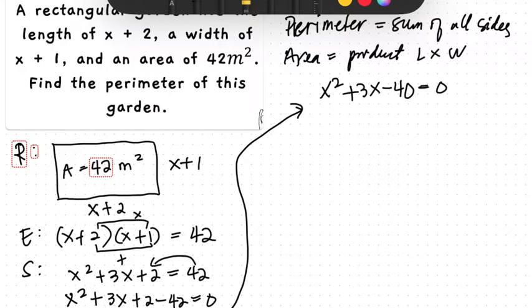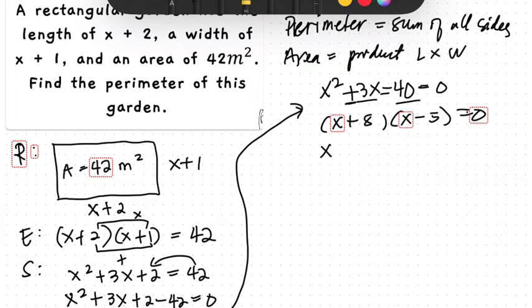So, kailangan nating malaman yung factors ng 40 that if you subtract will get you 3. So, yun naman po ay si 8 and si 5. So, I gave 8 the plus kasi plus po yung ating middle term. Which means our answers are x is equal to negative 8 and x is equal to positive 5.